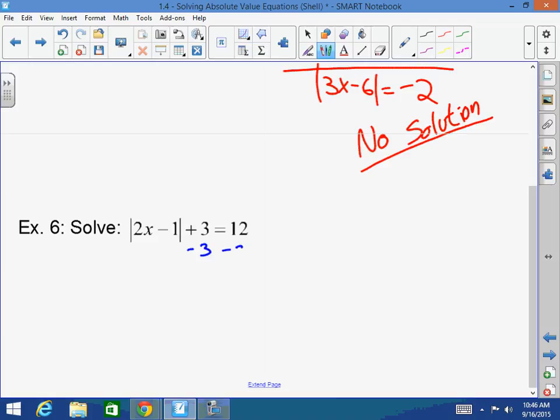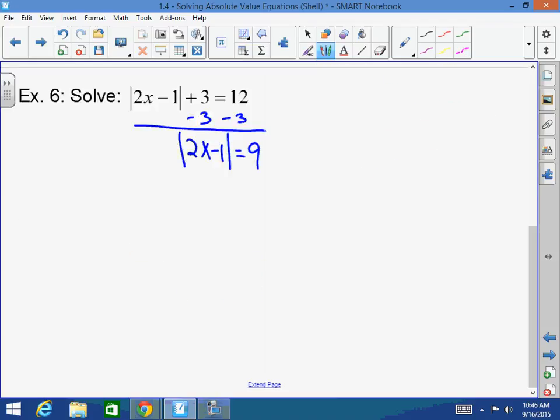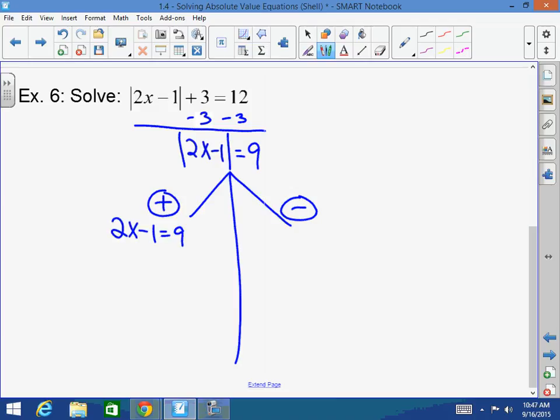So I subtract 3 from both sides. So I've got the absolute value of 2x minus 1 equals 9. I can do this, right? Now I split into the positive and the negative. Positive is the mirror image: 2x minus 1 equals 9. Negative side: 2x minus 1 equals negative 9, because I multiplied the non-absolute value side by a negative.